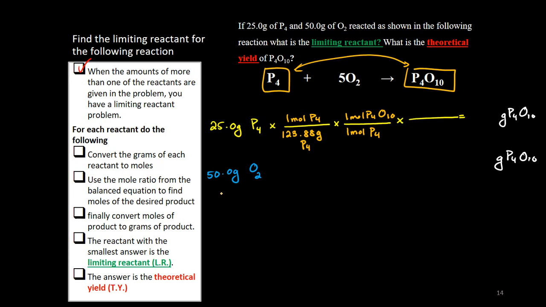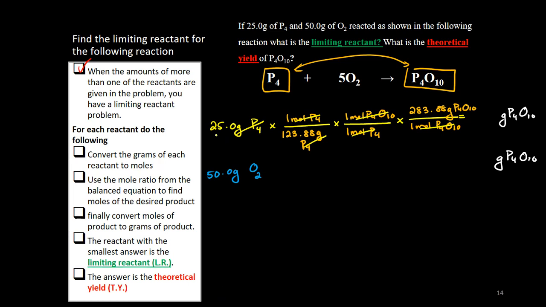The molar mass of 4 phosphoruses and 10 oxygens added together is actually 283.88 grams P4O10, and on the bottom is going to be 1 mole of P4O10. Remember, molar mass is always accompanied by 1 mole. Now, let me cancel out the units that need cancelling. Grams of P4 cancel out, moles of P4 cancel, moles of P4O10 cancel out.